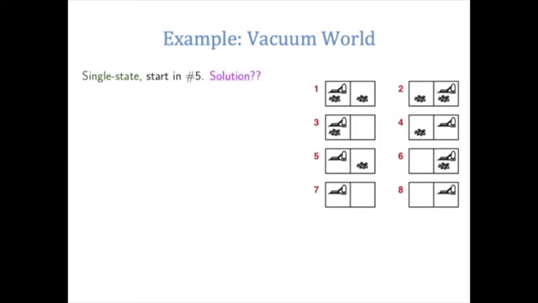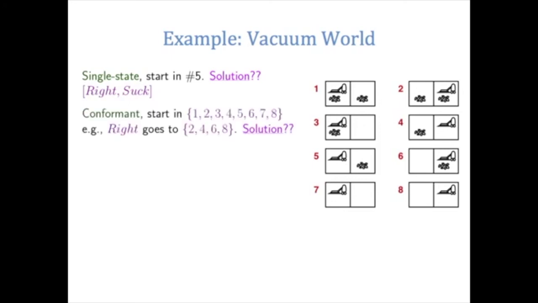And let's think about if our problem was a single state problem. In other words, deterministic and fully observable, we know where we are. So let's say we start in state number 5, where the vacuum cleaner is on the left, it's clean there, and the dirt is on the right. So what's the solution? Well, pretty clearly, right? You move right and then suck up the dirt. Now, so that one's relatively easy.